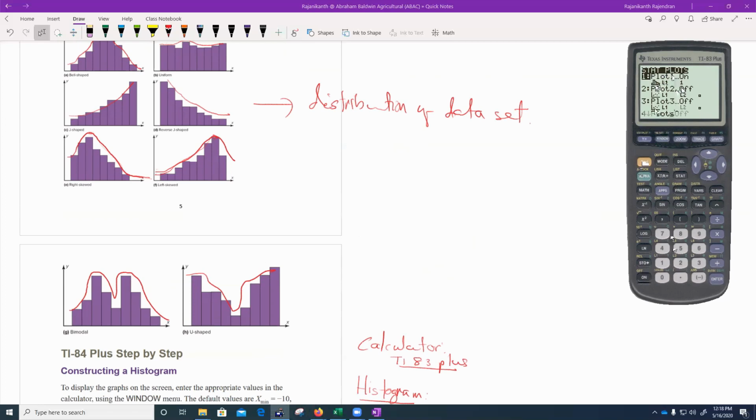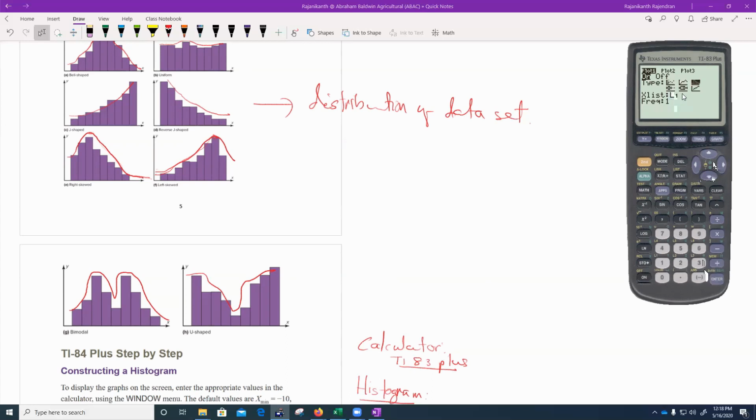That means you could draw four graphs on one screen. But anyway, I'm choosing graph number 1, plot 1, for my histogram. So choose that, and choose the type of your graph. So we are looking for histogram. So it is number 3. Enter. And the important thing is Xlist and the frequency. So remember, Xlist is my x values, midpoints. I have entered all the midpoint values in my L1 column.